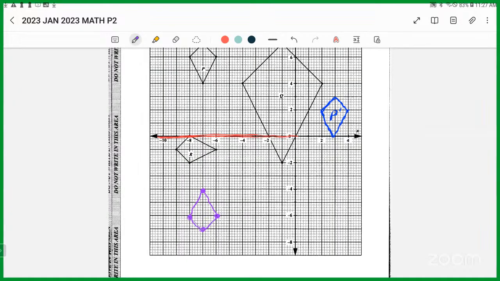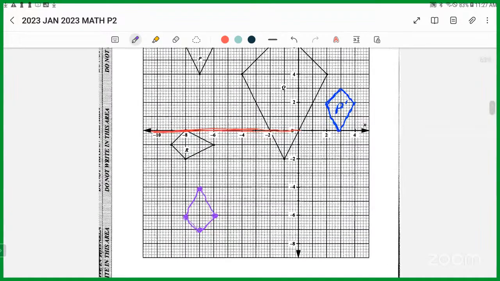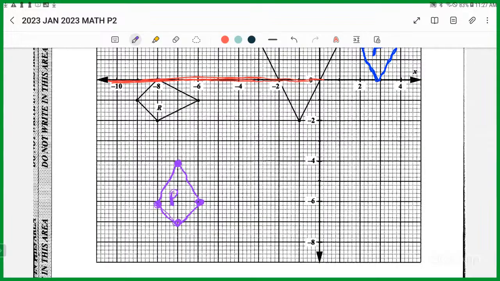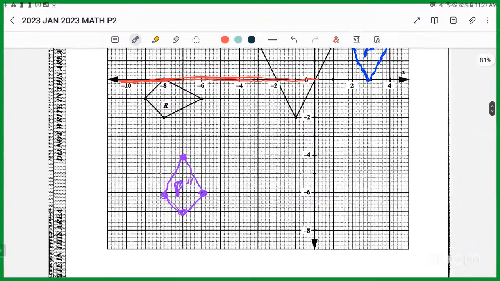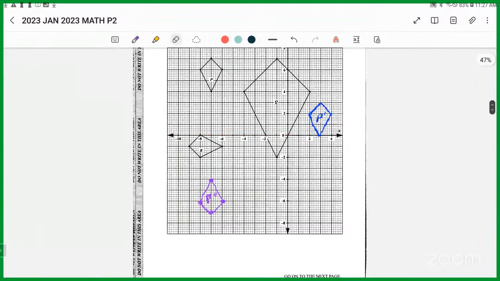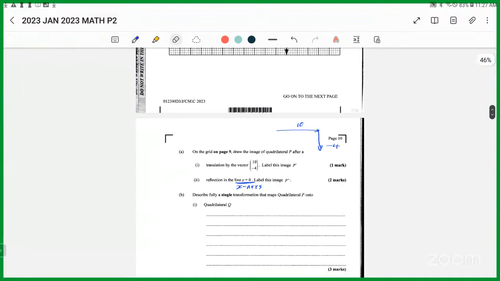And let's label this one P double prime. It's a reflection in the x-axis, which is y equals 0. Okay with that? Just checking. Very good? Yes, sir. Alright, beautiful. So we finish those two.